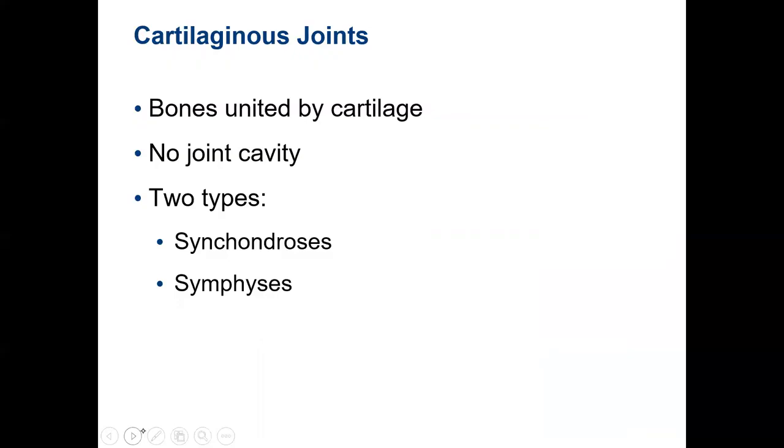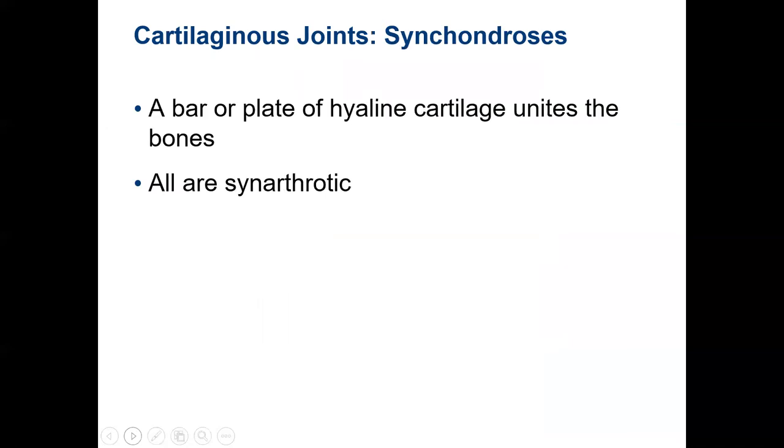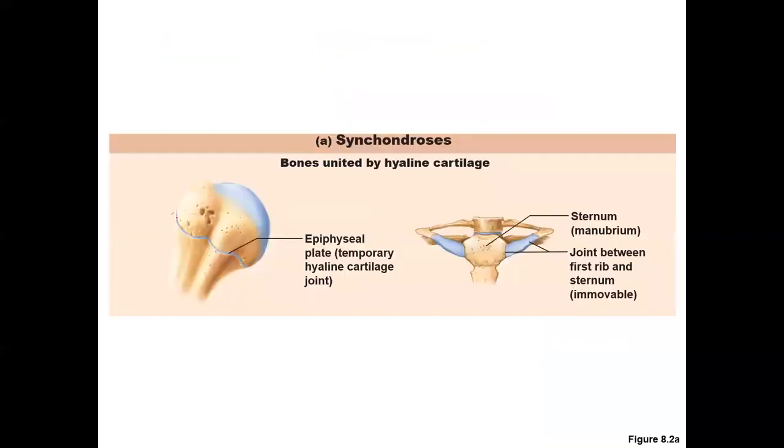All right, cartilaginous joints. These are when bones are held together by cartilage. Again, there's not a joint cavity here. There are two types of cartilaginous joints. A synchondrosis is when hyaline cartilage holds the bones together. These don't move. There's a synchondrosis, the epiphyseal plate. And then there's the synchondrosis, the joint between the first rib and the sternum.